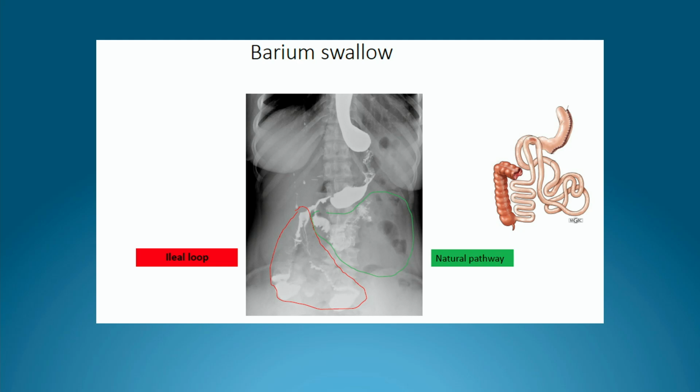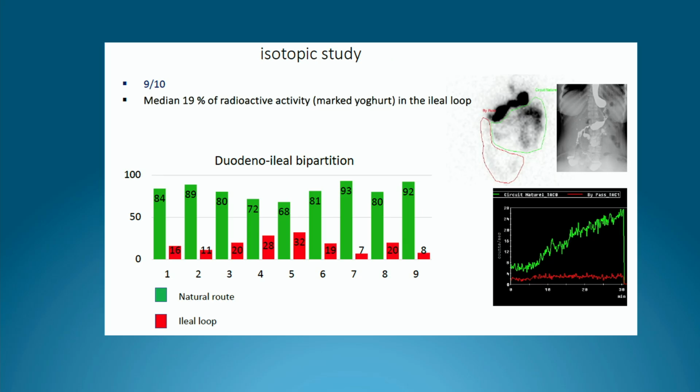But Dr. Cadière in Belgium has done an isotopic study with yogurt marked with technetium 99, and was able to calculate that the flow into the ileal loop goes between as low as 7% to 32%, the average being around 20% in his own cohort of patients. Now, I know he's done SASI, and the percentage is between 80 to 90%. So that is the difference, and why they're getting better results with a SASI than with a duodenal anastomosis.